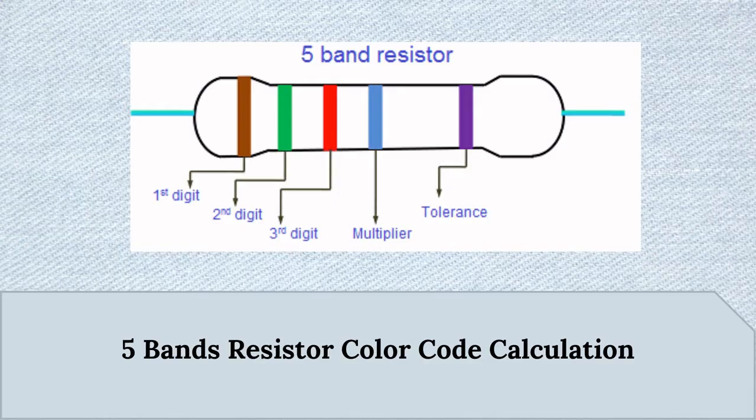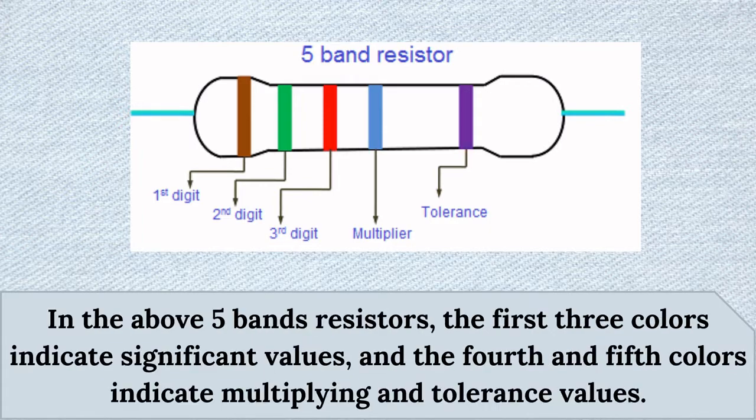5 band resistor color code calculation. In the above 5 band resistor, the first 3 colors indicate significant values, and the 4th and 5th colors indicate multiplying and tolerance values.